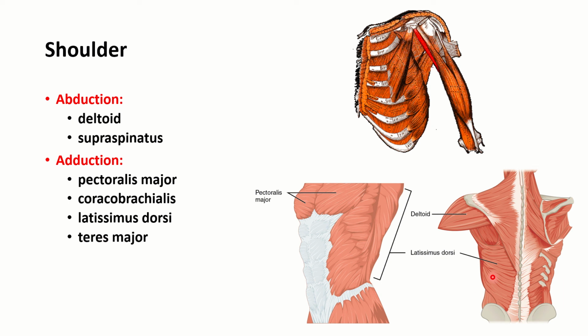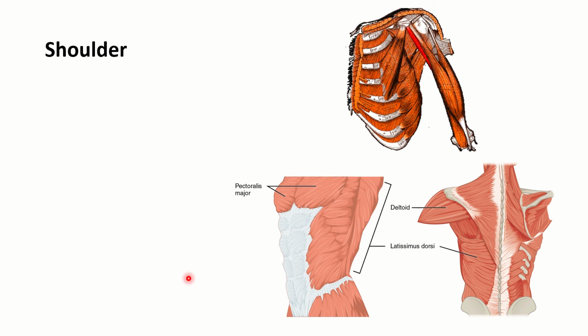One is the latissimus dorsi, and the other one is the teres major. This is the teres major. It's a little bit small to see here. You can also see it in this view, teres major. So these muscles cause adduction.